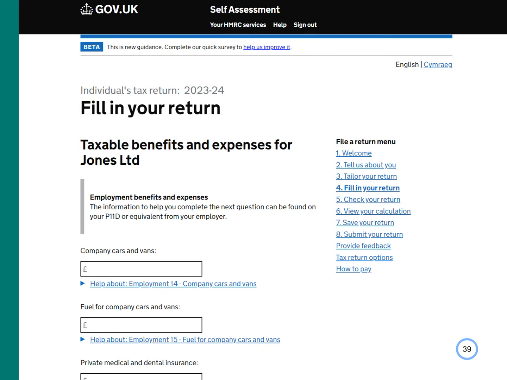This is the page for you to enter your taxable benefits and expenses payments from your employer. There are boxes for each type of taxable benefit you may have received. If the benefit doesn't apply to you, leave the box blank. As we mentioned earlier, the information to complete this page is on your P11D. However, please remember, if your employer dealt with all your taxable benefits through payroll, you won't have a P11D and don't need to fill in this page. That is, unless you need to make student loan or postgraduate loan repayments, as mentioned earlier.